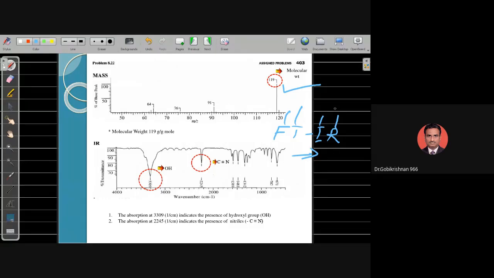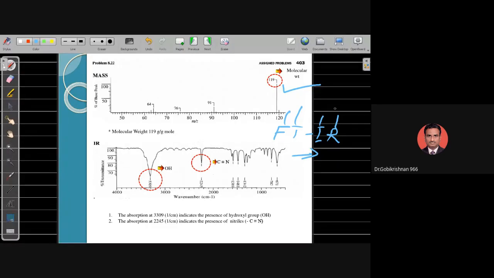The complete electromagnetic spectrum can be divided into different parts: gamma rays, X-rays, UV, visible, IR, then microwaves and radio waves. When an electromagnetic wave of the IR region is passed over a molecule, there will be a vibration in the molecule.